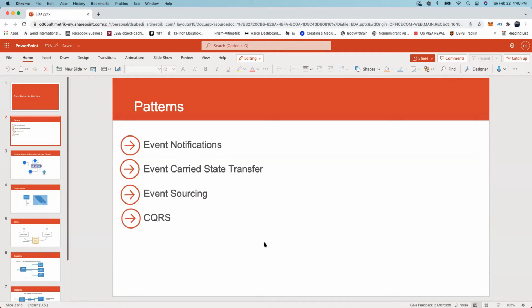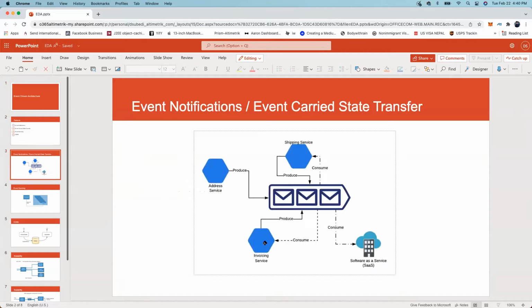So to start, maybe, David, can you please go to the second slide? Thank you. So we will be starting with event notifications, and then we will be talking about event carried state transfer, event sourcing, and we will be ending with our CQRS pattern. Next slide, please.